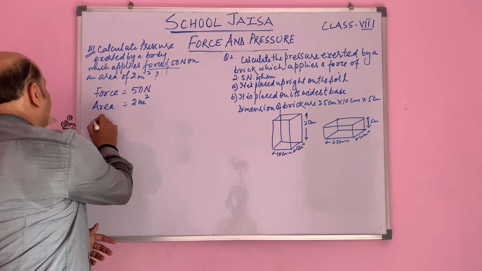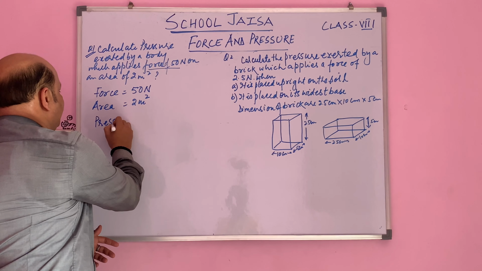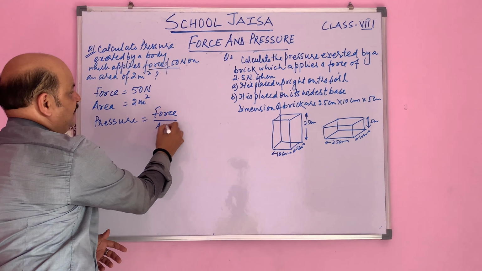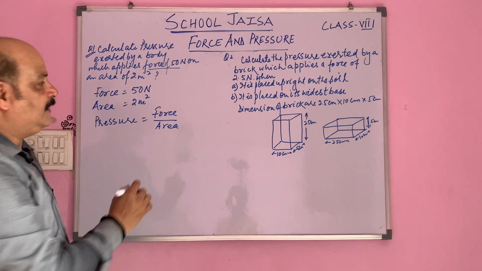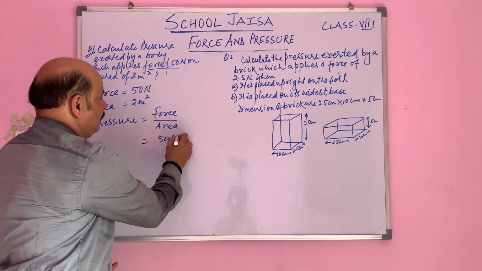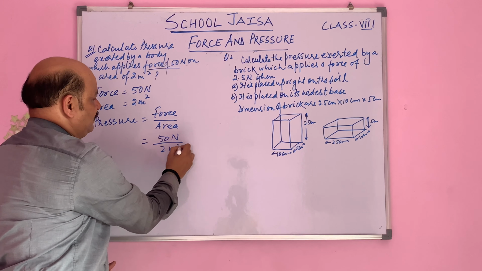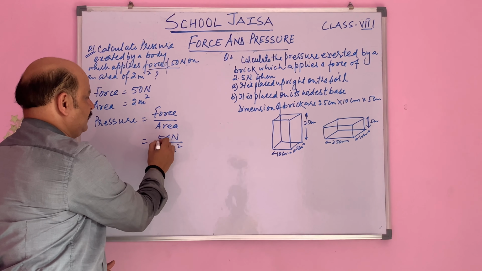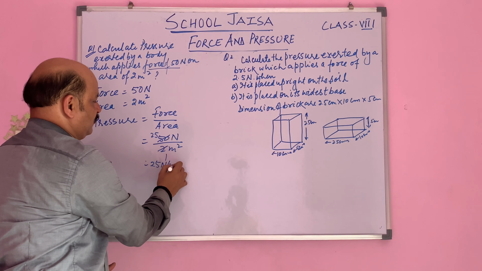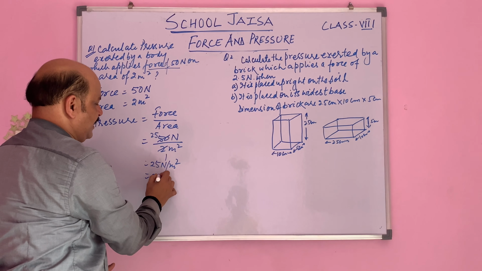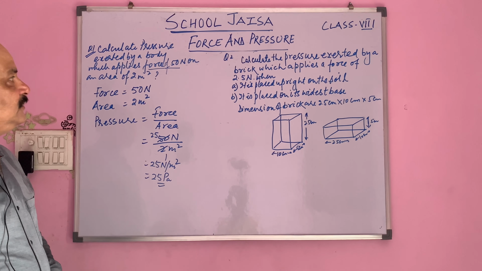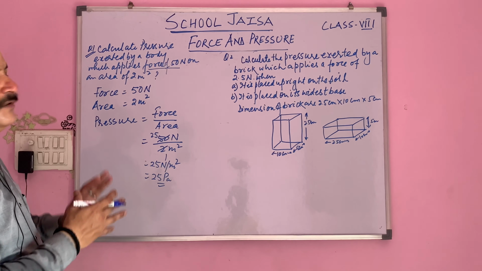How? Let's see. Pressure, we know the formula. Pressure is equal to force upon area. Now we will put the value of force, that is 50 Newton over here, and here we will put the value of area, that is 2 meters square. Then we get 25 Newton per meter square, and that is called 25 Pascal. So in this way we have done the first numerical.